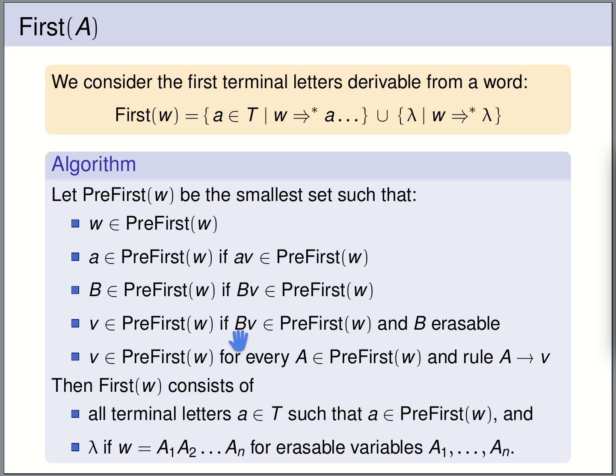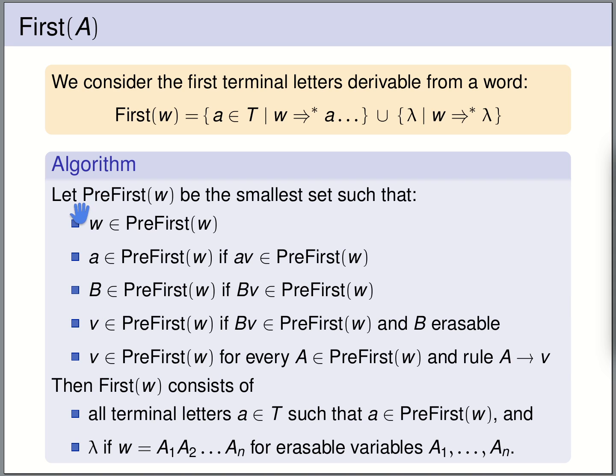If we have a word BV in pre-first of W, and the variable B is erasable, so if it rewrites to lambda, then we also put V in pre-first of W. If we have that a variable A is in pre-first of W, and there is a rule A rewrites to V, then we also put V in pre-first of W. So we will see on an example on the next slide that these clauses are actually quite intuitive.